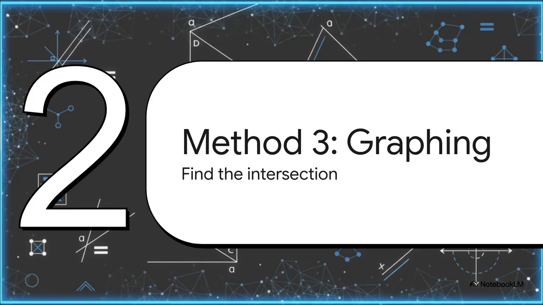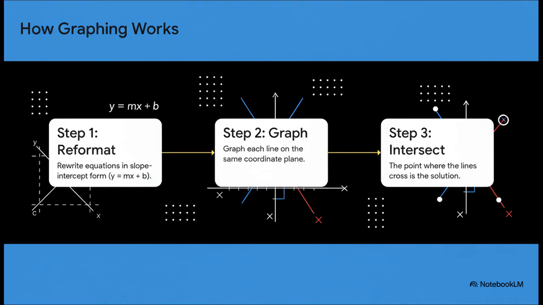All right, on to our last tool, and this one's the most visual of the bunch, solving by graphing. This method is all about taking the numbers and letters and turning them into a picture so you can literally see the answer. The process here is actually pretty straightforward. You just need to get both of your equations into that format you probably remember, y equals mx plus b. Once you've done that, you just draw the lines on a graph. The spot where they cross, that's your answer.